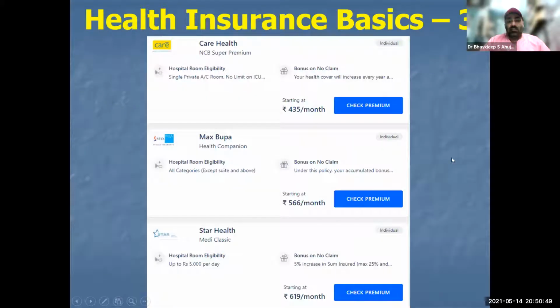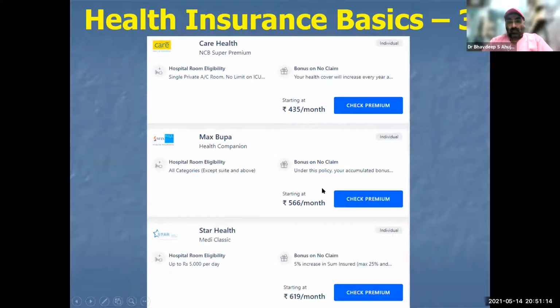So let me give you now a differential company-wise, which might be available. Care Health or Religare plans. NCB Super Premium is the plan name, starting at 435 per month. Bonus no claim, and all the details you can check. These all things would be available on Policybazaar and Bankbazaar as well, those .com sites which offer these things.